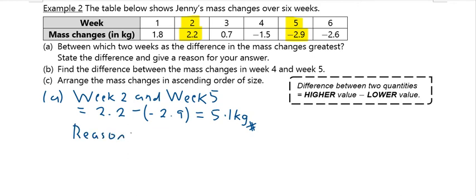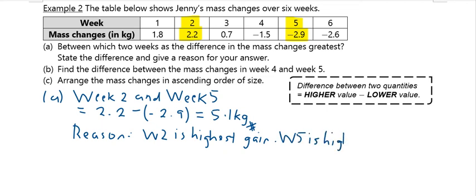Can you say week 2 is the highest gain. Highest gain means the highest positive, right? And week 5 is the highest loss. She lost weight the greatest at week 5. Highest loss means here you just have to understand the statement. Highest loss, the highest positive.